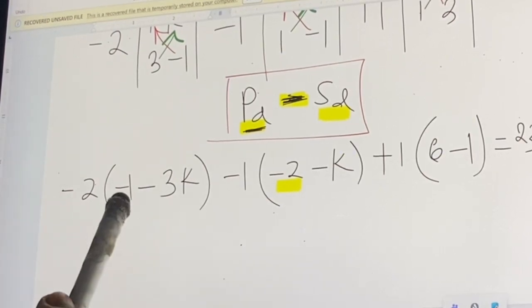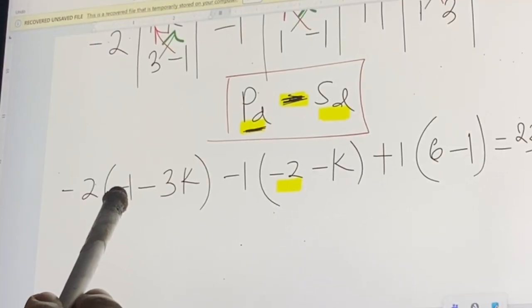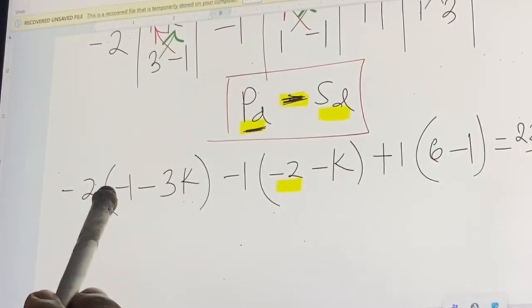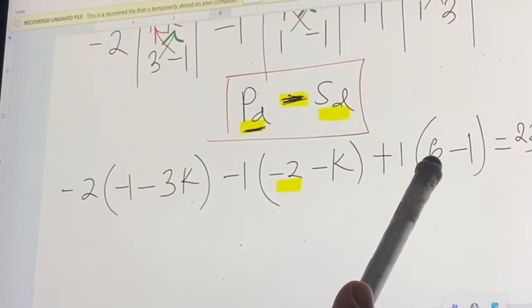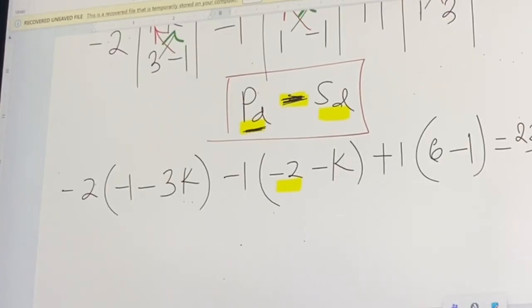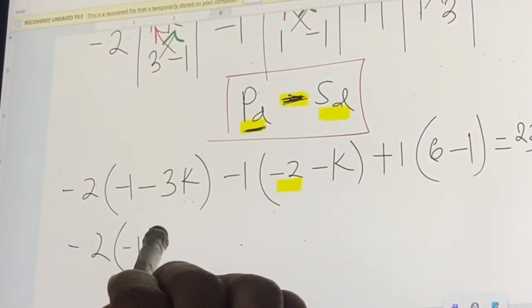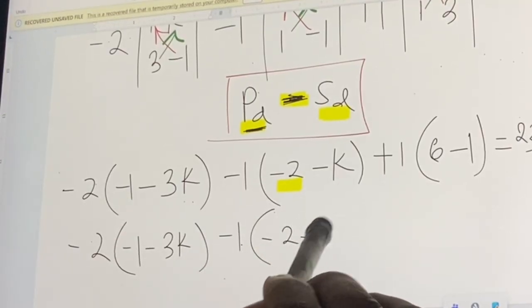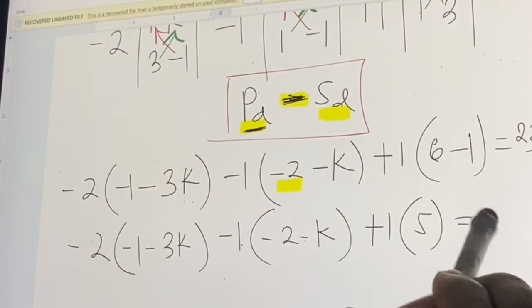Okay, now if you look into this here, we cannot simplify what is inside the bracket here because this is a number and this is algebra. Okay, it's a combination of number and letter. So you can't subtract here, you can't add up here. The same thing here, you can't subtract, you can't add up here, but you can do something here. 6 minus 1 will give us 5. So I will have this to be minus 2 into minus 1 minus 3k minus 1 into minus 2 minus k plus 1 into 5 is equal to 23.